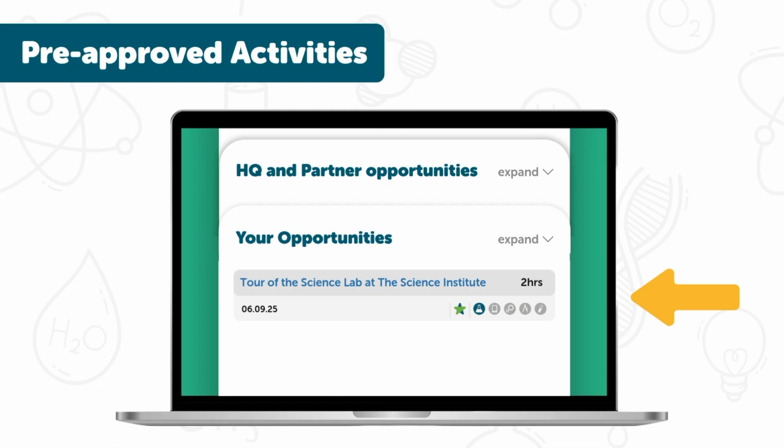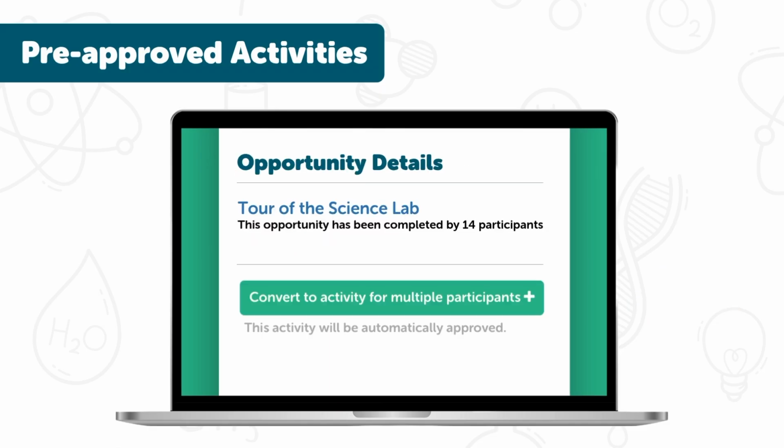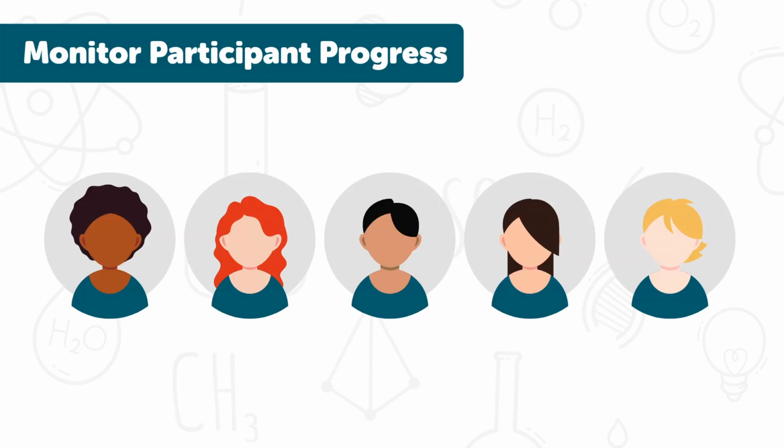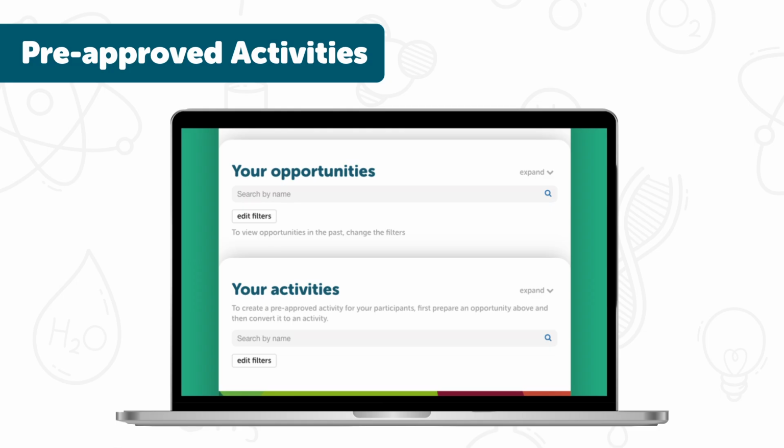Return to the Your Opportunities section and double-click to open the opportunity you've just created. Then click Convert to an activity for multiple participants. Select all those who took part. The activity will now appear in their portfolios without the need for moderation. You can use the filters to show opportunities in the past if the opportunity has already taken place.